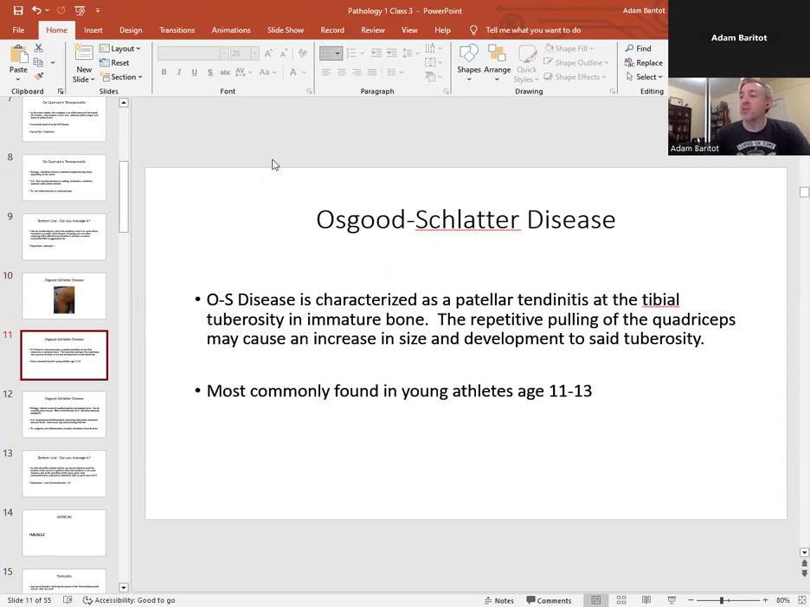Osgood-Schlatter's disease is characterized as a patellar tendonitis at the tibial tuberosity in immature bone. The repetitive pulling of the quadriceps may cause an increase in size and development of said tuberosity. Most commonly found before the age of 13, usually that pre-teen area is where we see Osgood-Schlatter's develop.